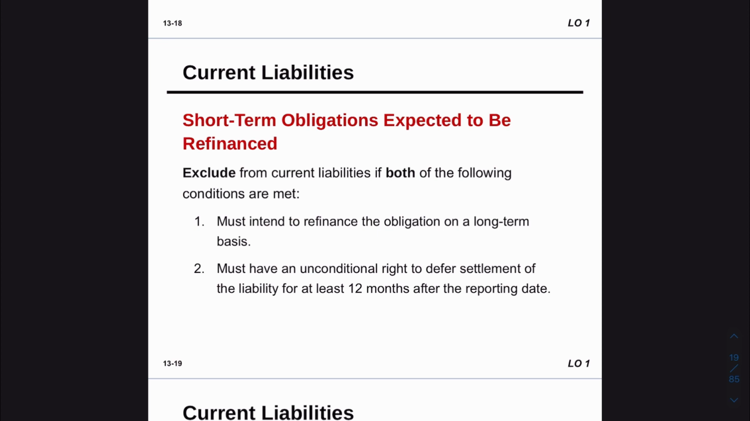The other scenario is that we must have an unconditional right to defer settlement of the liability for at least 12 months after the reporting date. Let's say, for example, that we've purchased inventory. When we received that inventory, it was defective. So we've resent it to the seller, and the seller has said, okay, because it was defective, I will fix it, but it will take more than 12 months. And because of that, you don't need to pay me within these 12 months. You could pay it within next year. In this scenario, it's not going to be considered a current liability because we have an unconditional right to defer settlement of the liability for at least 12 months after the reporting date.